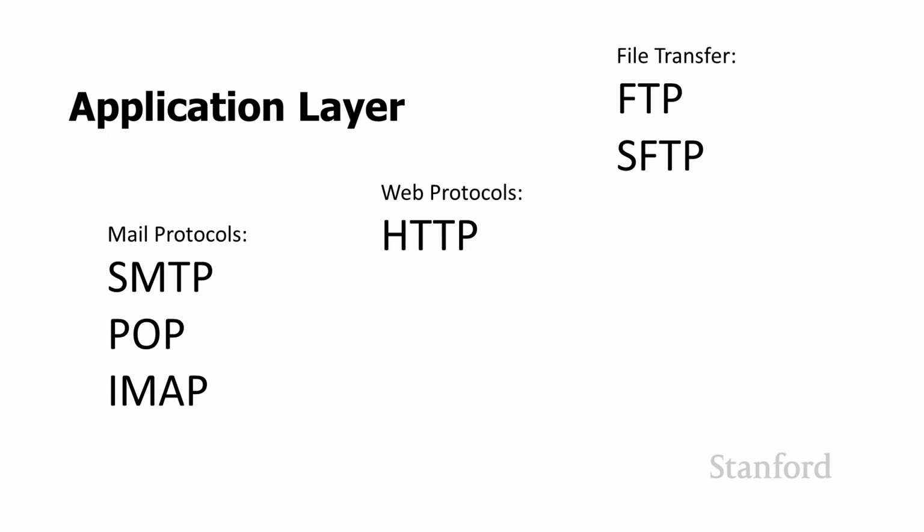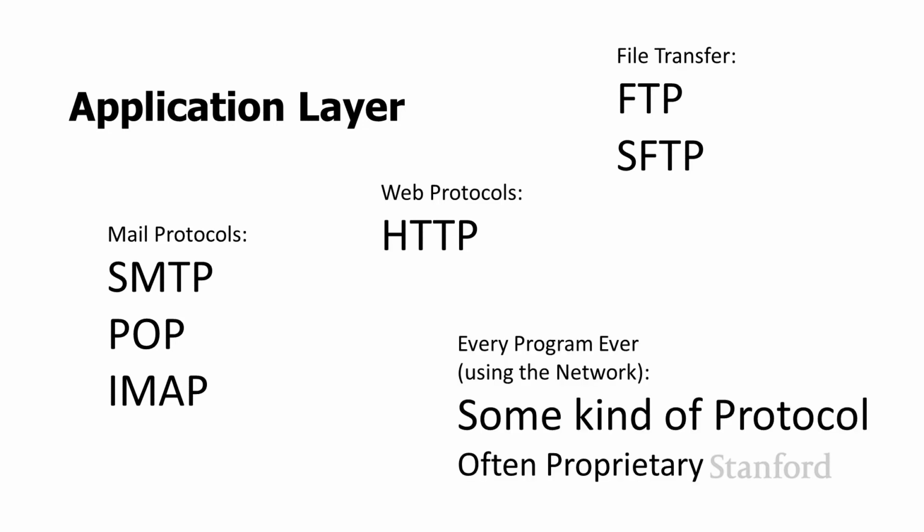This is the layer where all the stuff you guys care about happens. So we have a whole bunch of mail protocols, SMTP, POP, IMAP. The protocol for the web, HTTP, is here. There's file transfer protocols like FTP and secure FTP. And basically every program that is on the network that does anything needs to have some sort of a protocol.